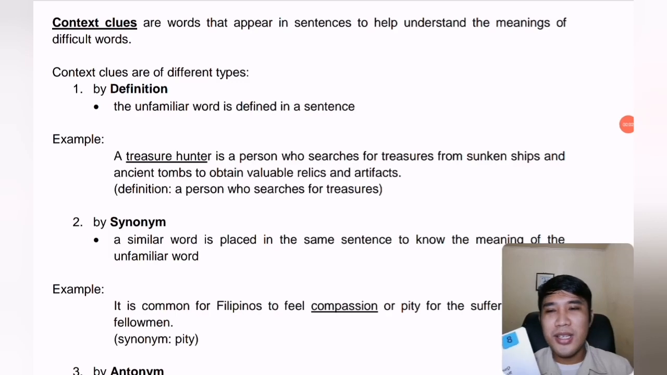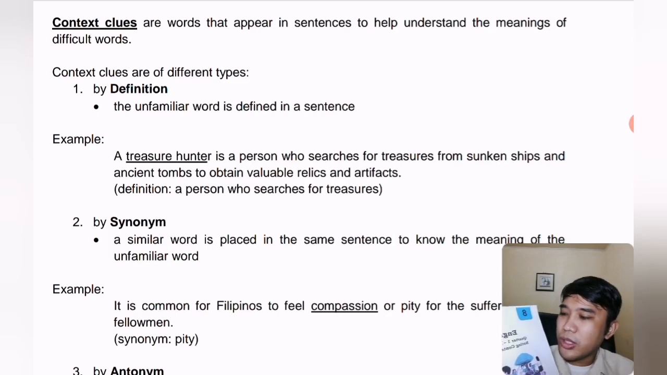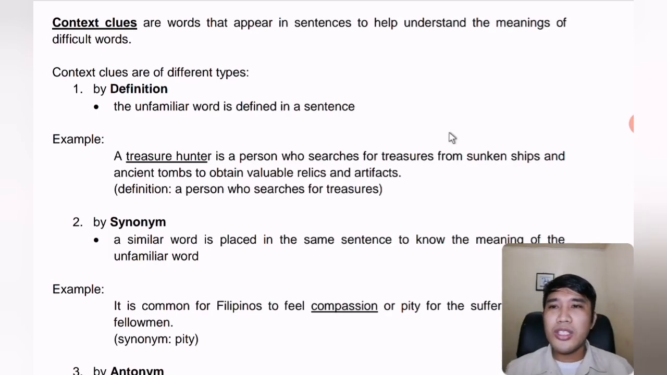So, hi guys. If you have our module in English 8, quarter number 1, module number 1, noting context clues, you can follow our discussion. We are now in page number 7. So, what are context clues again? Context clues are words that appear in sentences to help understand the meanings of difficult words. So they are inside the sentence. These clues are inside the sentence itself. So it's up to us to analyze the words inside the sentence in order for us to understand the difficult word.